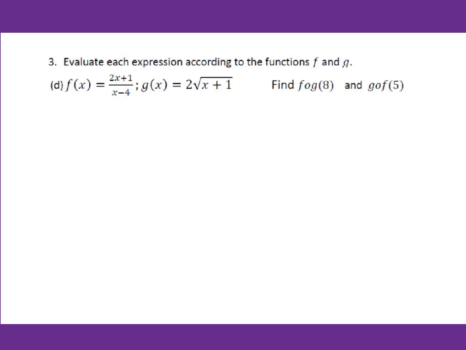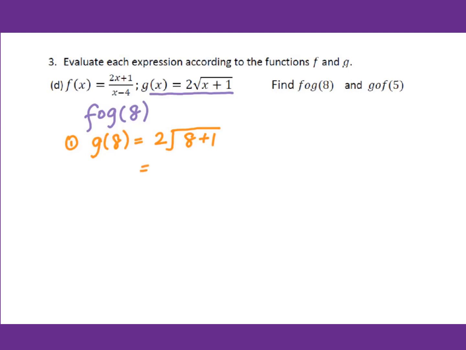Now let's go to D. f of x equals 2x plus 1 over x minus 4. g of x equals this one. Find f of g of 8. Inside first. Therefore, we're working on g of 8. We get 2 square root of 8 plus 1. The square root of 9 is 3. 3 times 2 is 6. Then second step, we go to this f. f of 6.